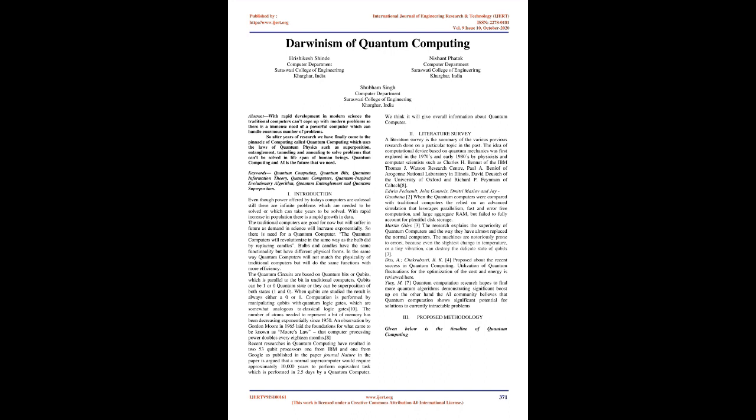Recent research in quantum computing has resulted in two 53-qubit processors, one from IBM and one from Google, as published in the journal Nature. The paper argues that a normal supercomputer would require approximately 10,000 years to perform an equivalent task which is performed in 2.5 days by a quantum computer. We think this will give overall information about quantum computers.